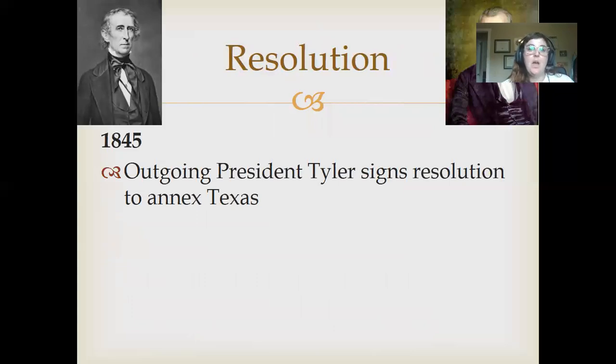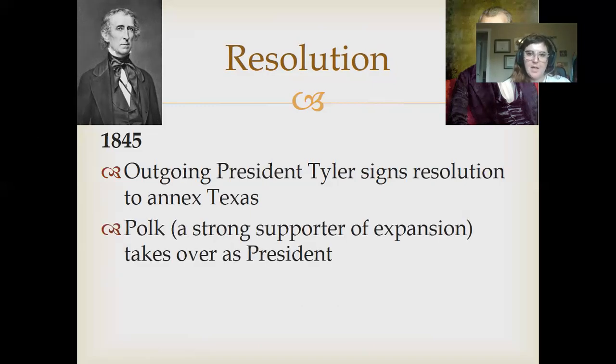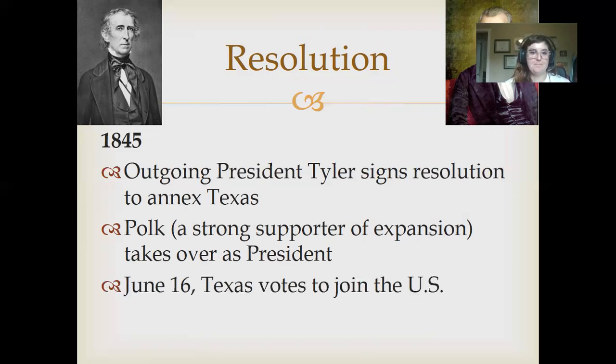So, the resolution to this: in 1845, the outgoing president, Tyler, who's right here, signs a resolution to annex Texas. Basically, he says, okay, the US is going to take Texas from Mexico, and Texas is going to become the next state for the United States. And Polk, the next president, who was a very strong supporter of expansion, is obviously happy to take over this, and he takes over this as president.